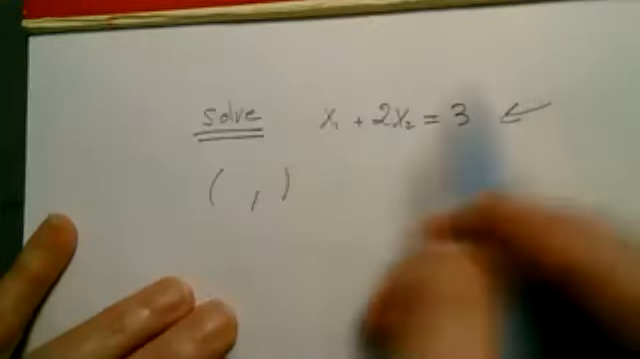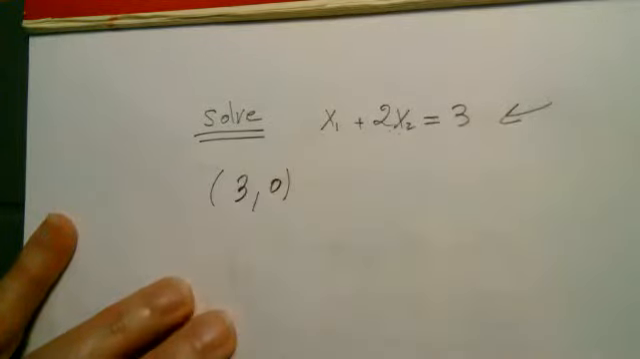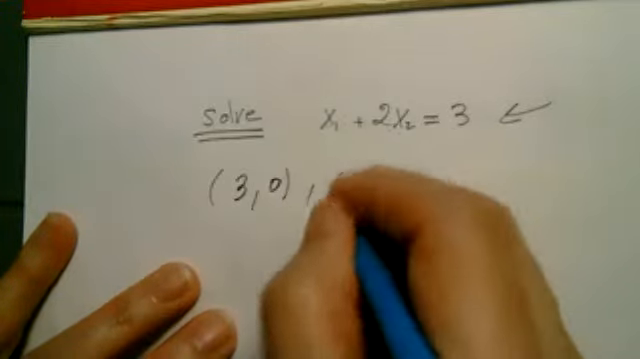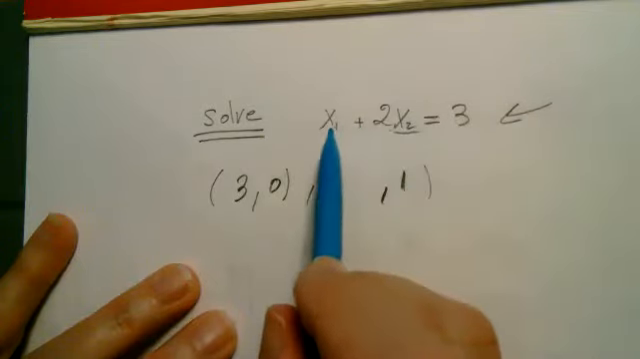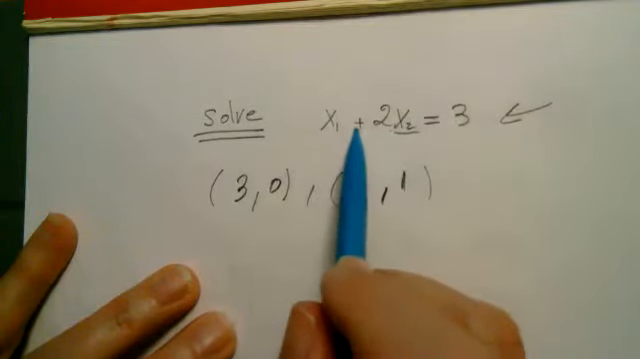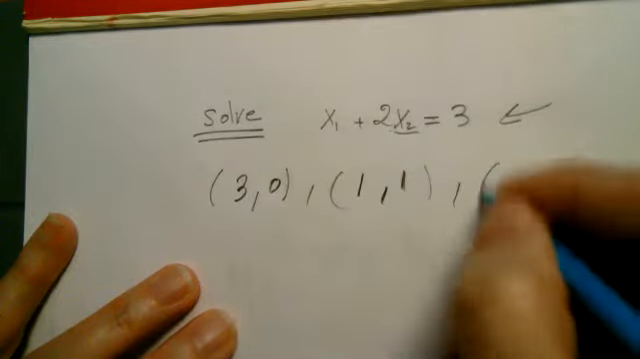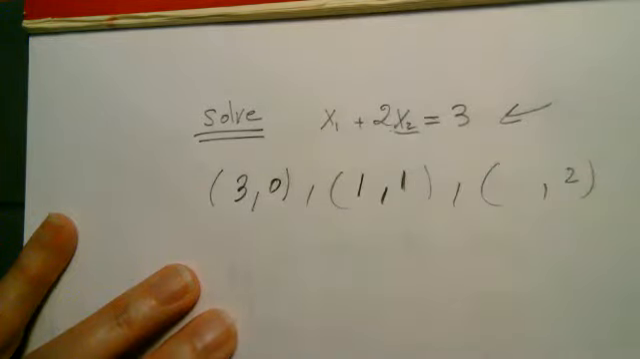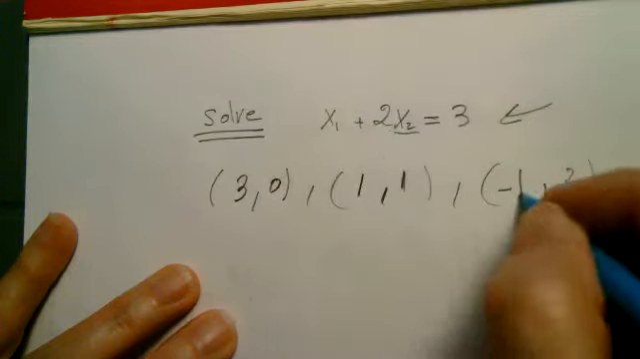All right, if I give you x2 to be 0, that's one solution. If I give x2 to be 1, then what is the solution? x1 plus 2 equal to 3, that's another solution. If I give x2 to be 2, I'll have x1 plus 4, then that's a third solution.